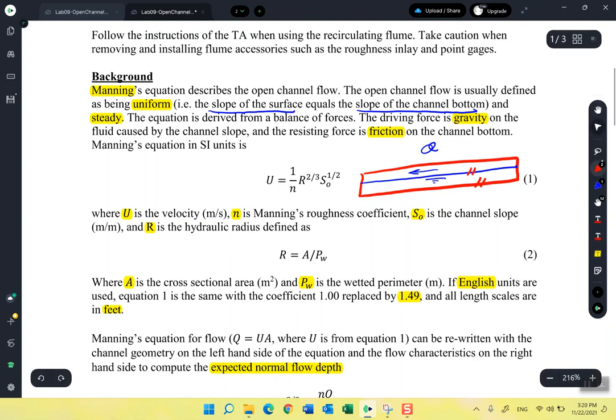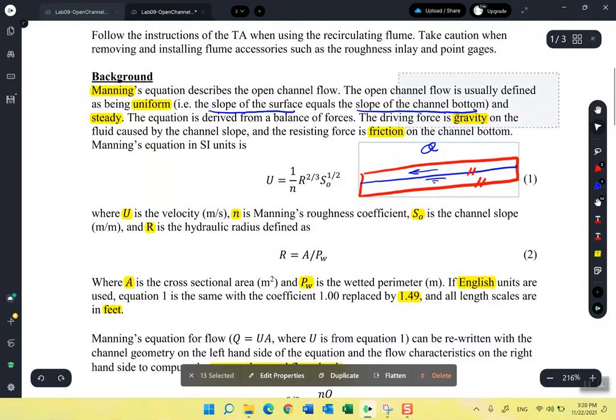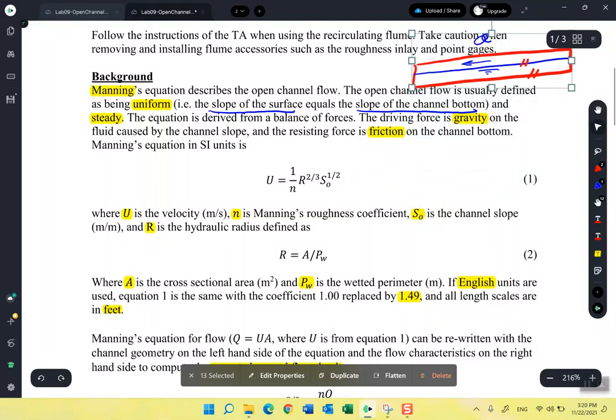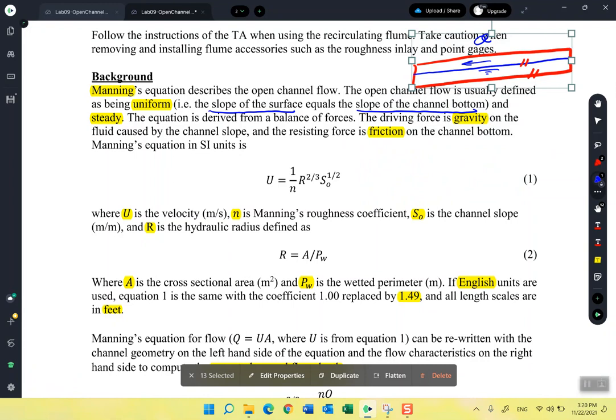So taking that aside, let's focus more on the Manning equation, which we have here. The Manning equation says that the water velocity u equals 1 divided by n, multiplied by R to the power 2 over 3, and multiplied by the square root of S naught. So u is the velocity in metric units, meters per second. n is something called the Manning roughness coefficient.